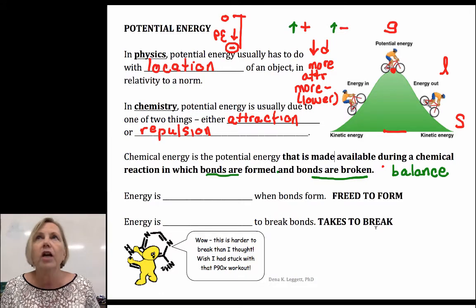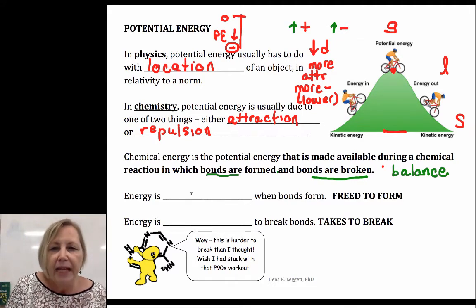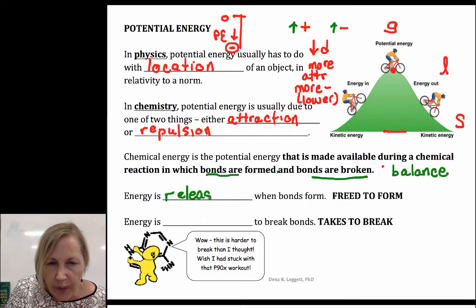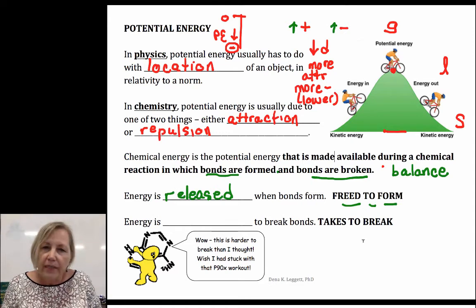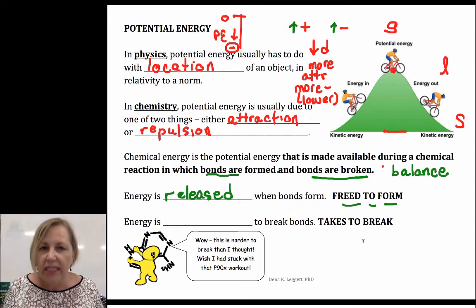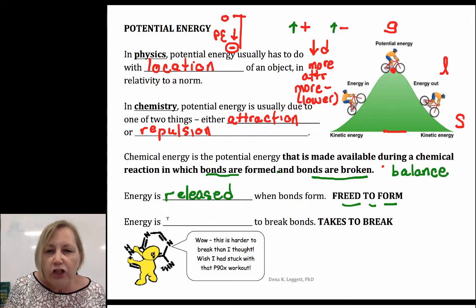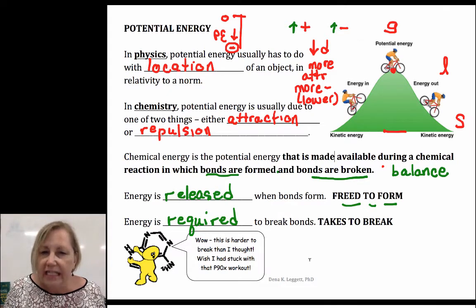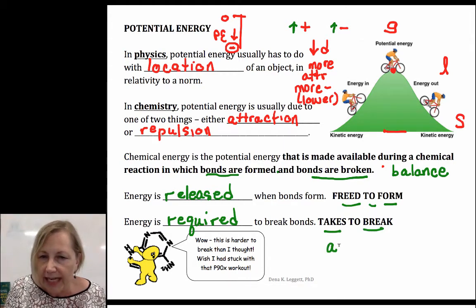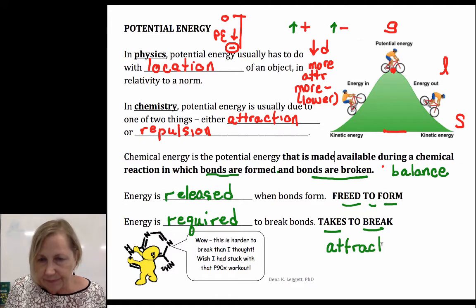And this is where the big misconception happens. Energy is released when bonds form. I like to say freed to form. Energy is released from the system out into the surroundings when bonds form. Energy is required, it is needed, to break a bond. A bond is an attractive force, and it takes energy to break attractive forces.